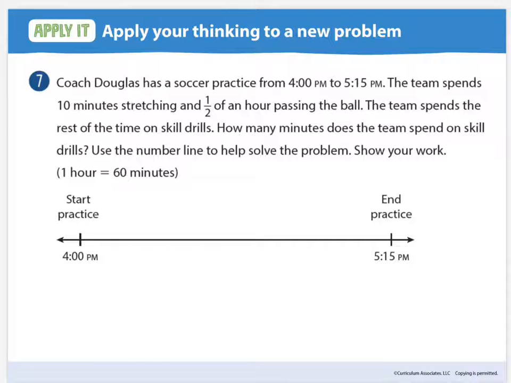Okay, number 7. Coach Douglas has a soccer practice from 4 p.m. to 5:15 p.m. The team spends 10 minutes stretching and half of an hour passing the ball. The team spends the rest of the time on skill drills. How many minutes does the team spend on skill drills? Use the number line to help solve the problem and show your work. Remember that 1 hour is equal to 60 minutes.